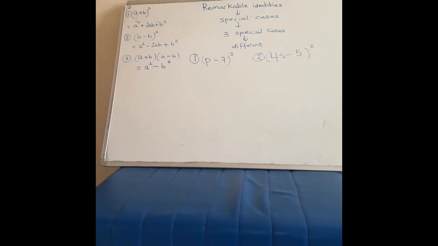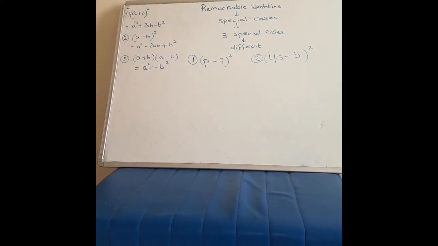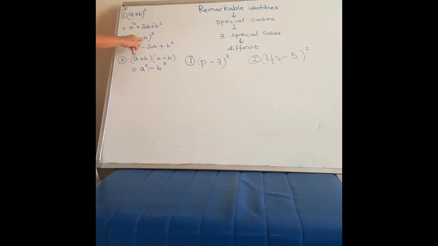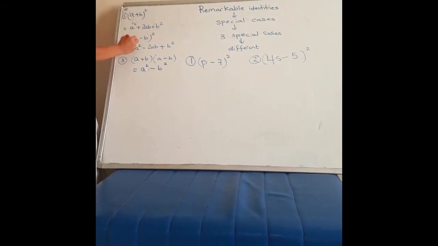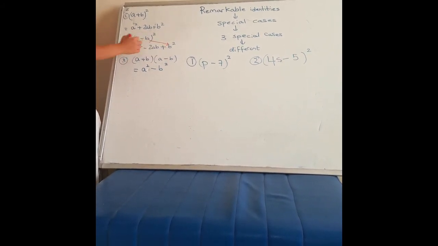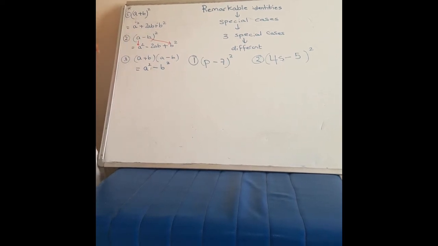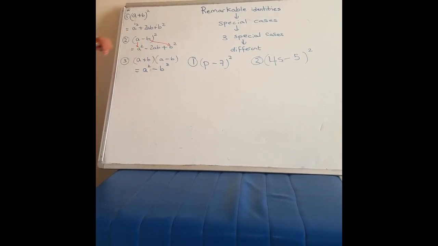The second one is A minus B to the second power. Again, two terms with a negative sign. This is my A, this is my B, and I use both in my middle term. A2 minus 2AB plus B2.